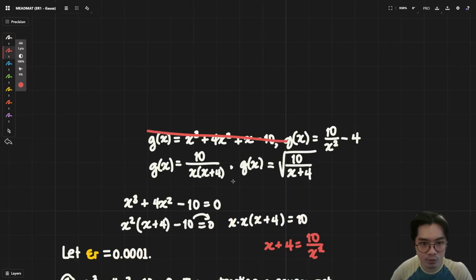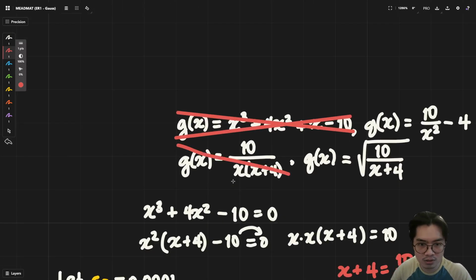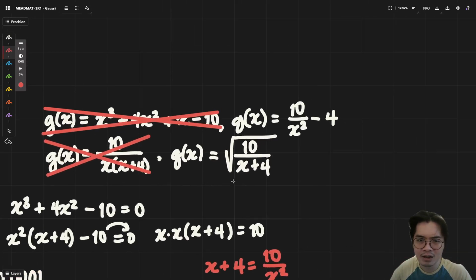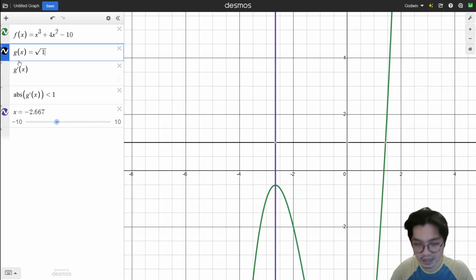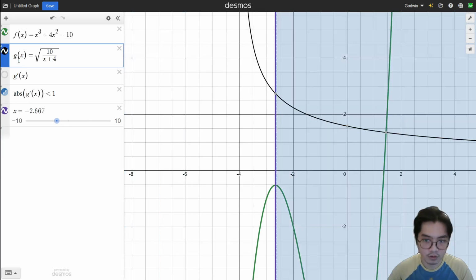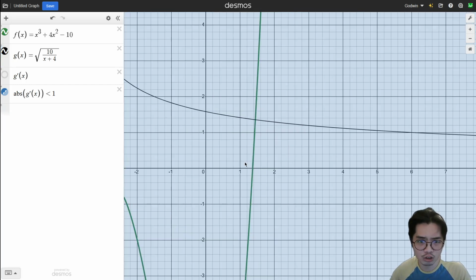Most likely what will happen is that these polynomials will not work, and so will these ones as well. We need to find something that is a little bit more precise. Maybe this square root will help us through. Square root of 10 over x plus 4. Try this now. Square root of 10 over x plus 4. Okay, this is showing good results, maybe.